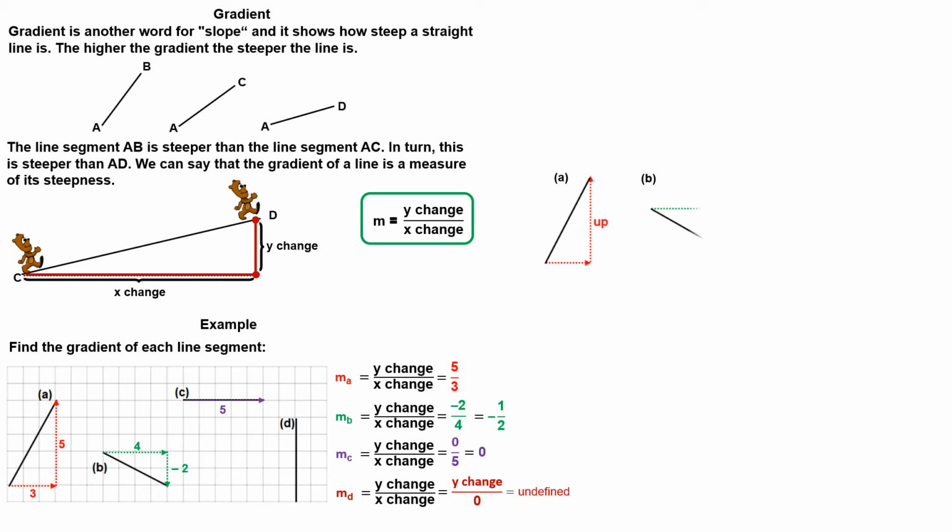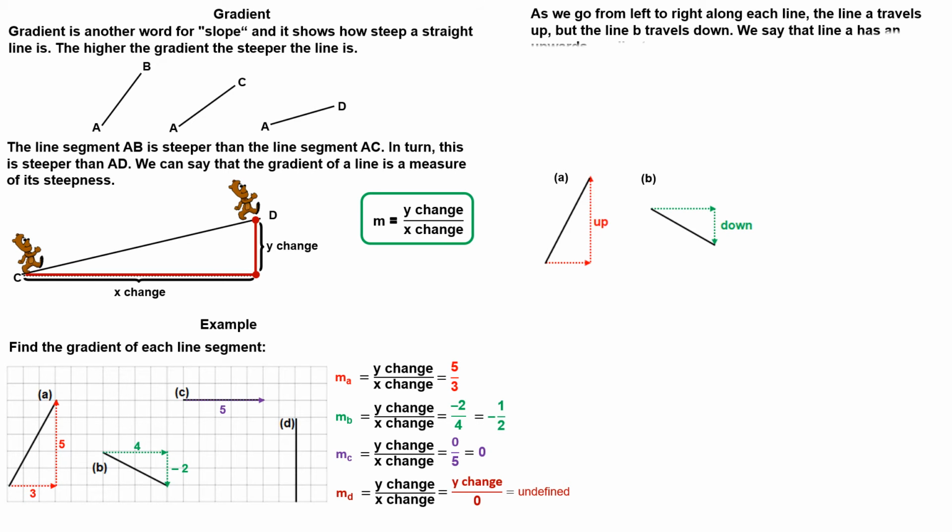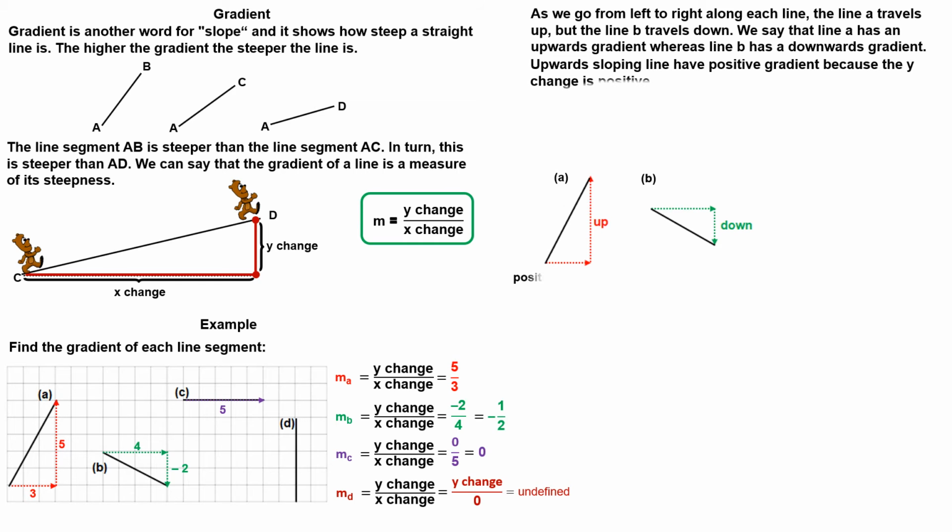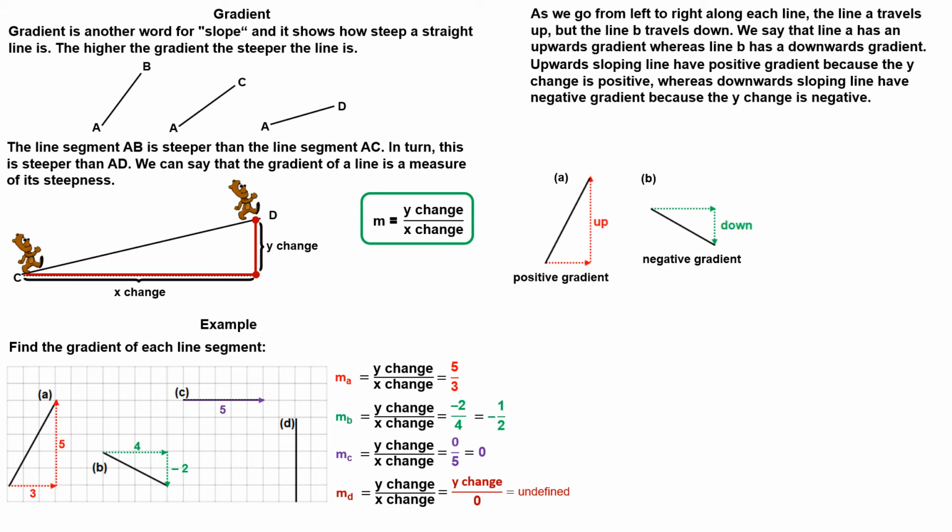Look at the diagrams. As we go from left to right along each line, line A travels up, but line B travels down. We say that line A has an upwards gradient, whereas line B has a downwards gradient. Upwards sloping lines have positive gradient because the y-change is positive, whereas downwards sloping lines have negative gradient because the y-change is negative.